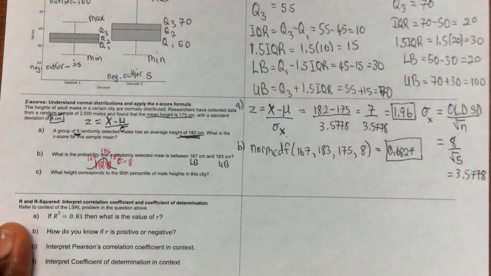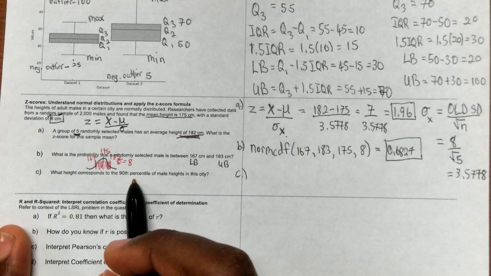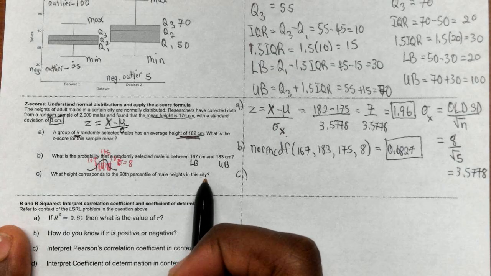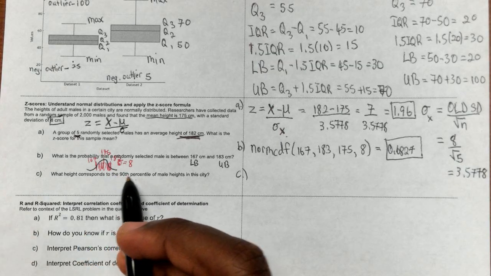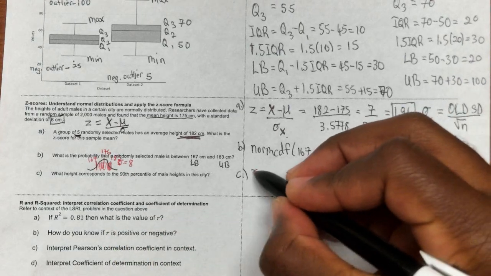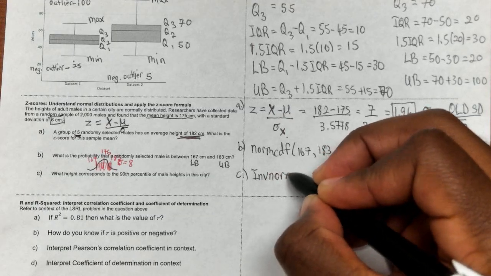Alright, so let's try the next one. The next one says we need to try to find what height corresponds to the 90th percentile of the male height in this city. Because I'm trying to find the height that corresponds to the specific percentile, or that specific location, that means I need to use inverse norm. So I need to use inverse norm.